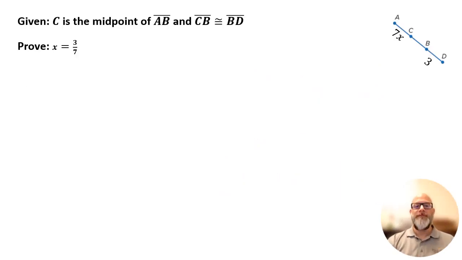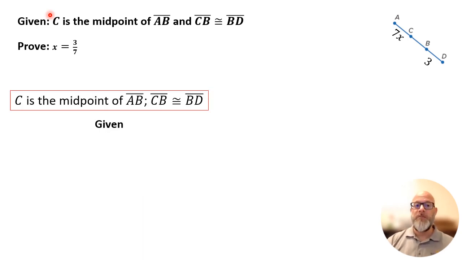Let's try one. C is the midpoint of AB, and CB is congruent to BD. Prove that x equals 3/7. Flow proof. What's the first thing you do in a flow proof every time? Yes, you write the given and you put what's given in the box. So you're given C is the midpoint of AB and CB is congruent to BD.